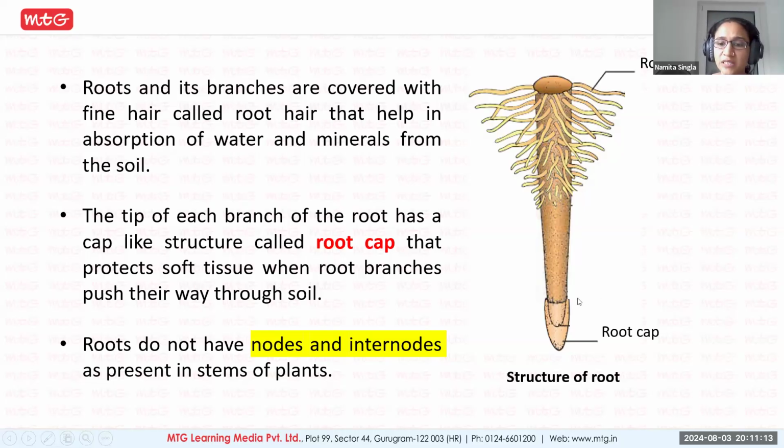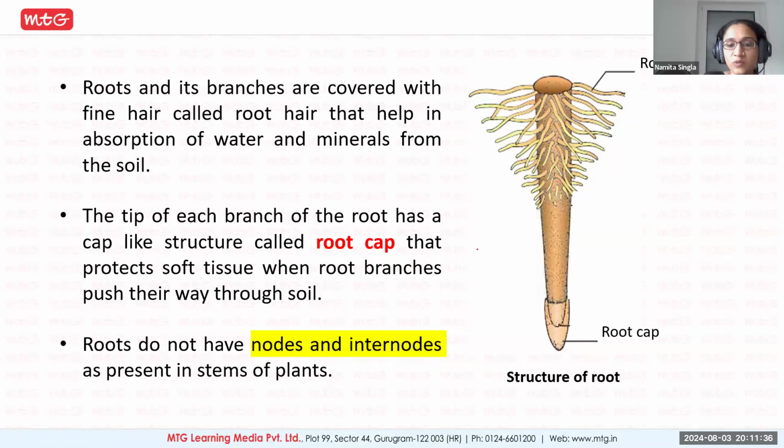Then at the tip of each root as well as each root branch, the root cap is present. It protects the tip of the root because roots are growing through the soil, so the tissues and cells can get hurt. To protect the soft tissue present at the tip of the root, the root cap is present. Then roots don't have nodes and internodes as present in the stems of plants.